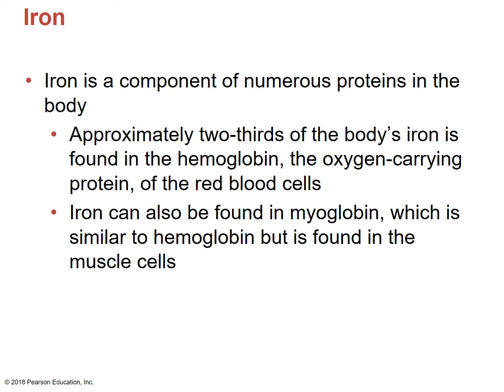Iron is a component of the oxygen-carrying proteins in blood and muscle. A trace mineral, iron, is needed in very small amounts, yet the World Health Organization lists iron deficiency as the most common nutrient deficiency in the world. Function of iron. Iron is a component of numerous proteins in the body. Almost 2/3 of all iron in the body is found in hemoglobin, the oxygen-carrying protein in our red blood cells.